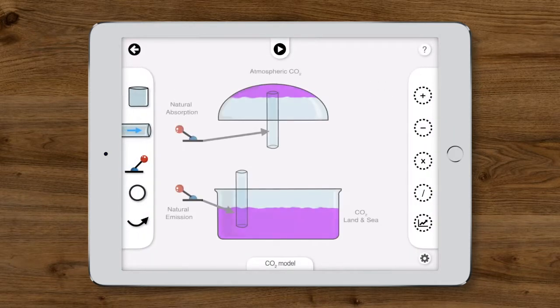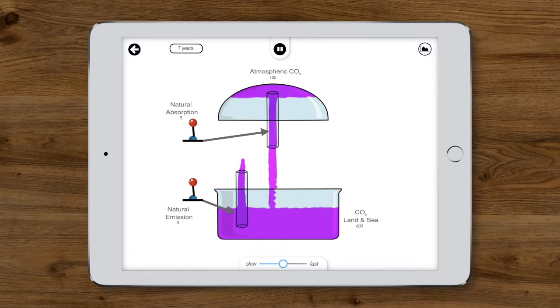The model library in Splash is where work is stored. Next, we're going to open up an existing model on the carbon cycle. The model has a tub at the bottom to represent all the CO2 that's in the land and sea, and an inverted container for CO2 in the atmosphere. The levers control the natural emission and absorption of CO2.